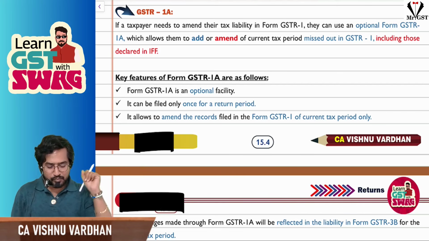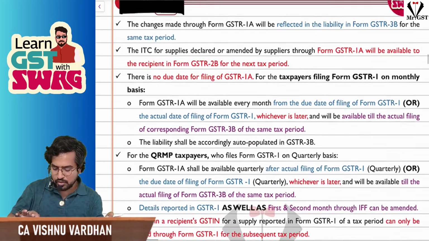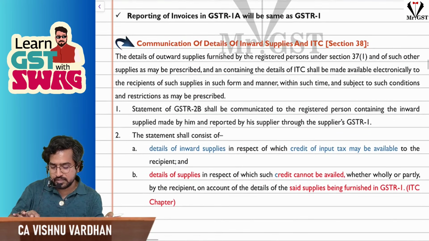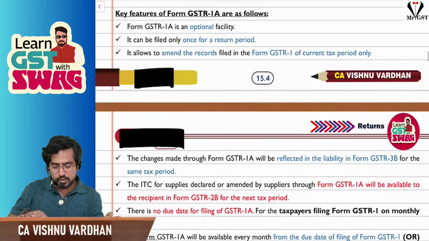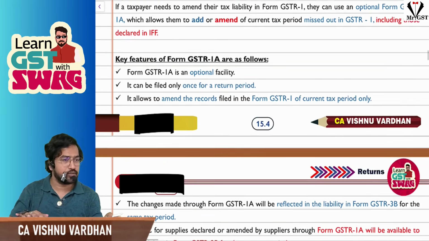Yes. With this we are done with GSTR 1. Let us finish off GSTR 1A, so that we are done with Section 37 fully.